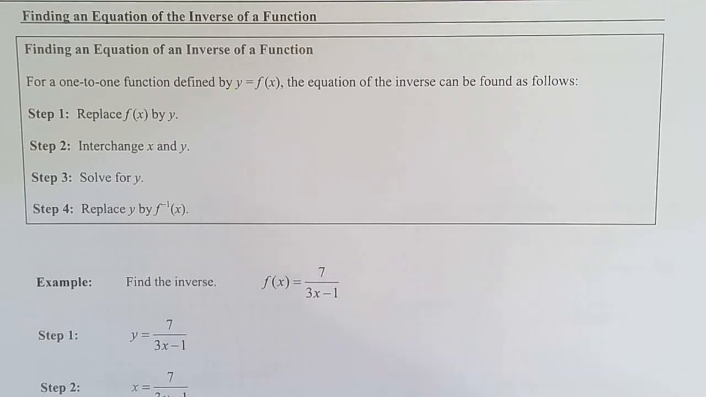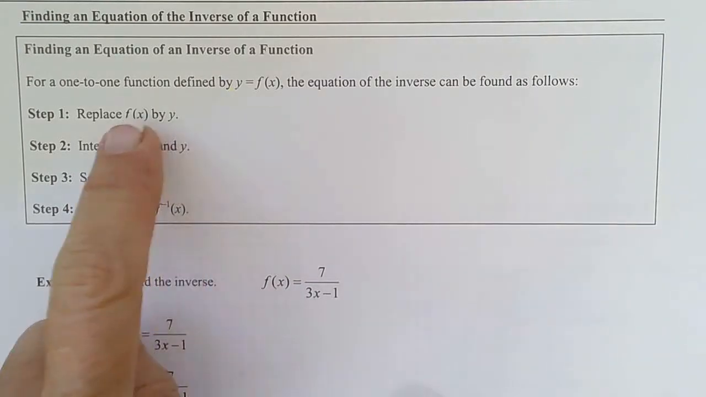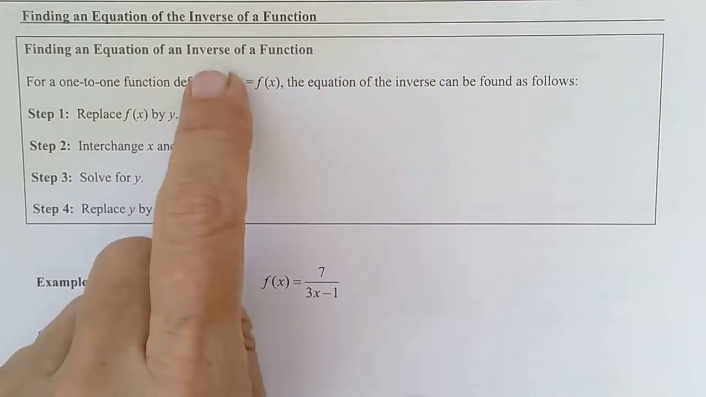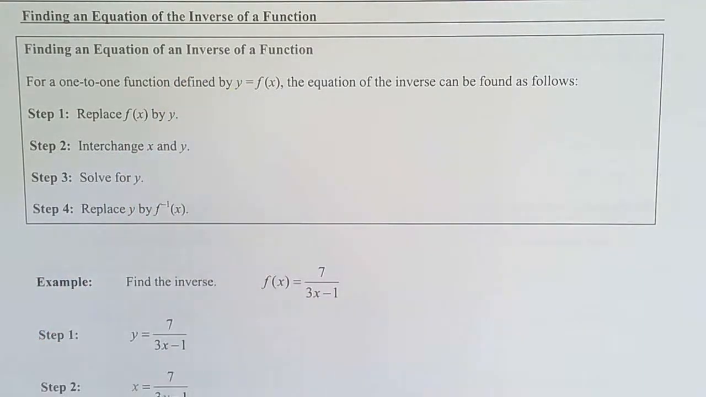So f of x is y. So that makes sense, step 1, because we don't want f of x in there. We want a y, because remember, the definition of inverse is to switch the x and y. So that's why we need a y in there instead of f of x. So first replace the f of x with y. Then we know the definition of an inverse because we highlighted it on the last page.